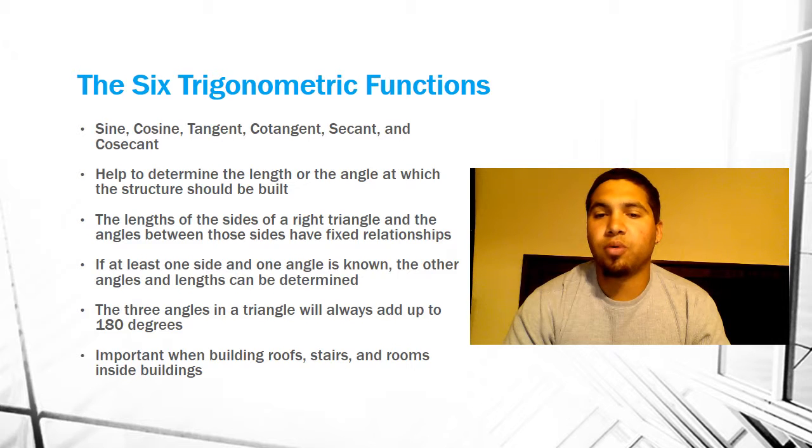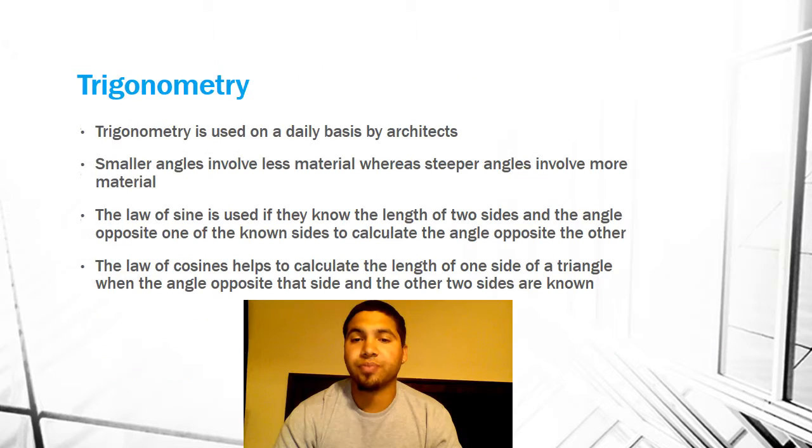This will be important when building roofs, stairs, and rooms inside buildings. The forms and shapes can be described in numerical equations which will help ensure the corners and the walls are all built correctly and in the right area. Trigonometry is used on a daily basis by architects to find unknown angles and unknown lengths of sides in triangles. Smaller angles involve less material, whereas steeper angles involve more material.